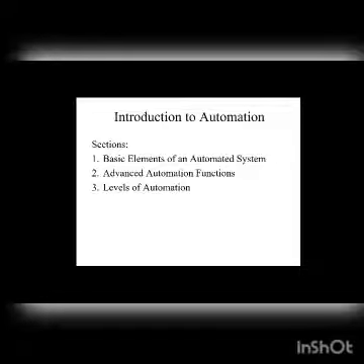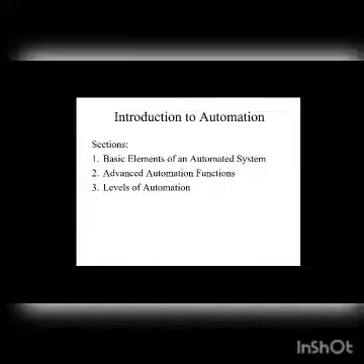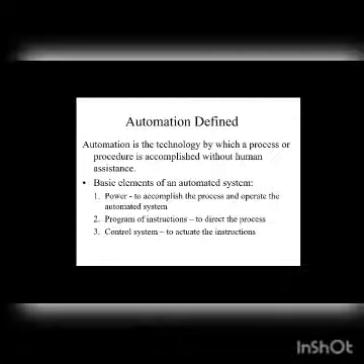Of Industry 4.0 is automation and artificial intelligence. So we have to learn about the automated systems. So we will be learning the basic elements of an automated system, advanced automation functions, and the levels of automation that are possible. Automation is the technology by which a process or procedure is accomplished without human assistance.